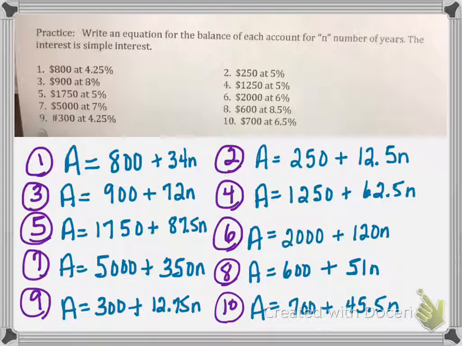Alright, so using the 3 examples to help guide us through these 10 problems, if you will check your answers for 1 through 10, you are going to have to be able to write a balance equation. A equals, and then your principal amount, plus, and then you'll have to calculate the interest, and you'll multiply that value that you found. For instance, in number 1, 800 times 0.0425 gave us $34. That represents $34 a year, and n is number of years. So number 1 would be A equals 800 plus 34n, and you would do the rest of these problems the same way. This is considered simple interest.